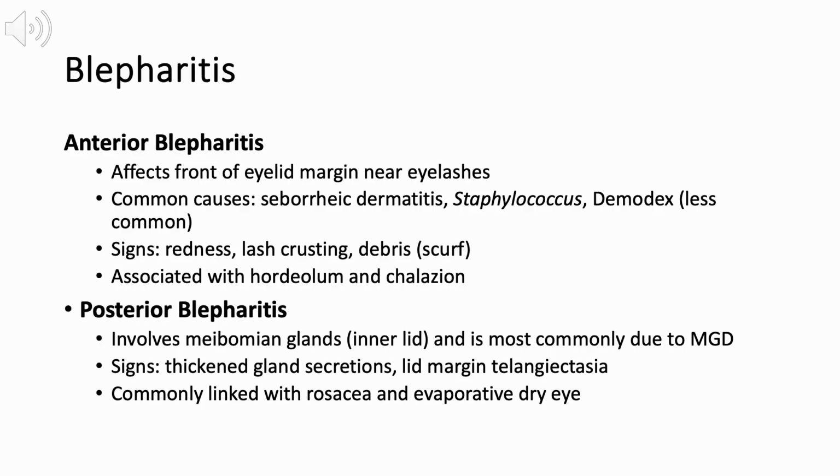Clinically, it presents with symptoms such as eyelid redness, crusting of eyelashes, and accumulation of debris, scurf, and it is often associated with secondary conditions like hordeolum and chalazion. On the other hand, posterior blepharitis involves inflammation of the inner eyelid, specifically affecting the meibomian glands. This type is most commonly linked to MGD. Clinical signs include thickened glandular secretions and telangiectasia of the lid margins. Posterior blepharitis is frequently associated with rosacea and evaporative dry eye, highlighting its importance in ocular surface disease.